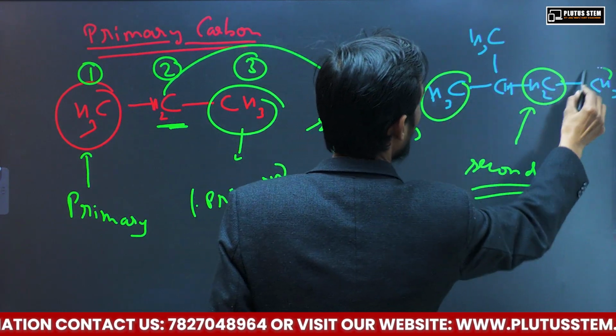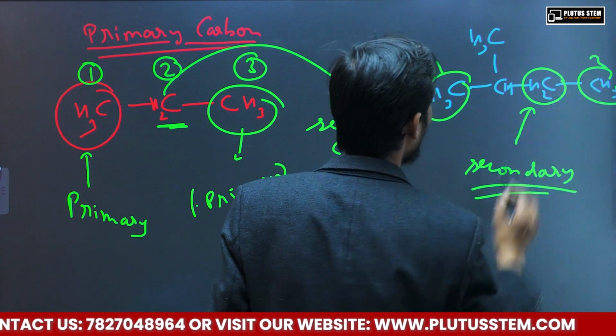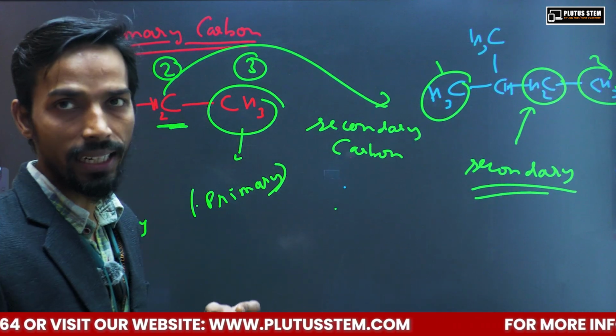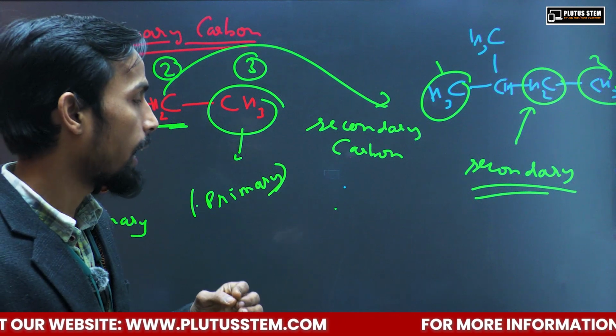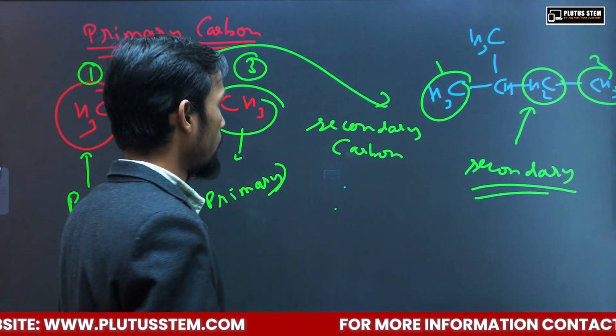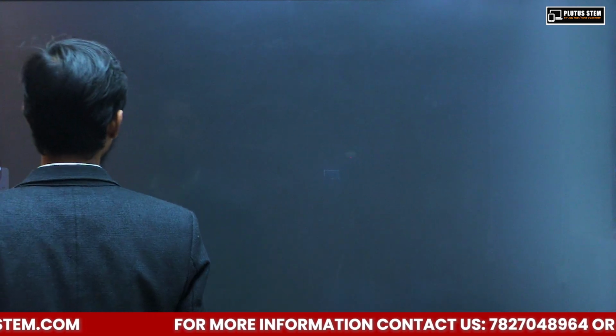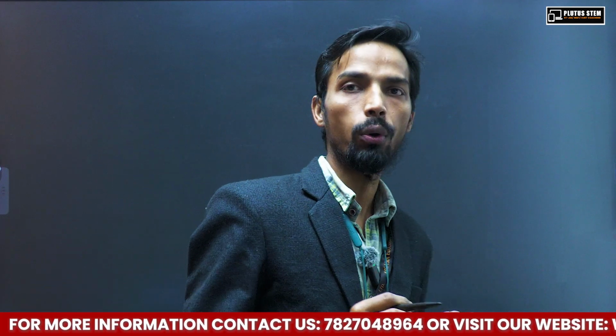This one and this one, carbon 1 and carbon 2, are again the primary carbon. They are only attached to a single carbon atom. So, coming back to this primary and secondary we have discussed, now we will talk a bit about tertiary and quaternary carbon.